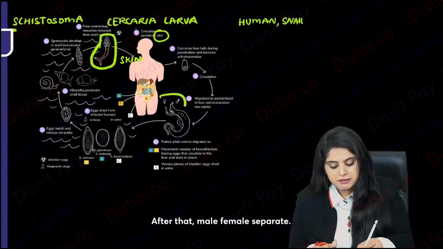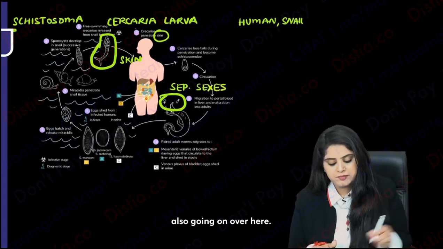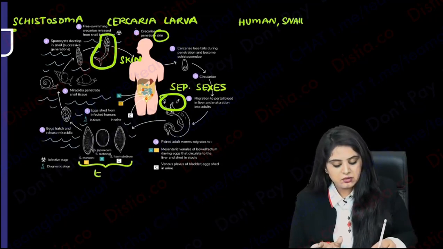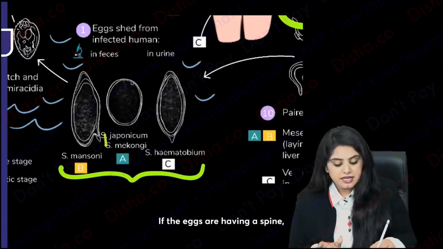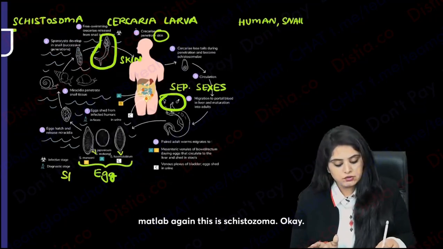After that, male, female separate. Yes, I can see the separate sexes also going on over here. After that, once the male and female mate, I can see the eggs being laid down. Guys, how are the eggs? Look at the eggs. The eggs are having a spine. If the eggs are having a spine, this means these are spinous eggs. Meaning again, this is schistosoma.